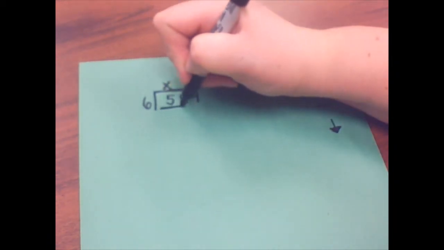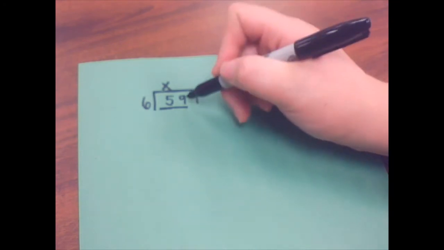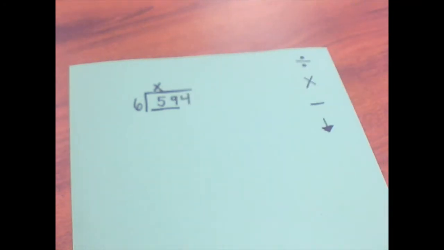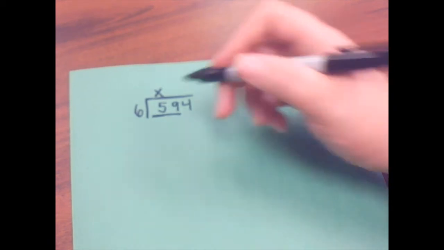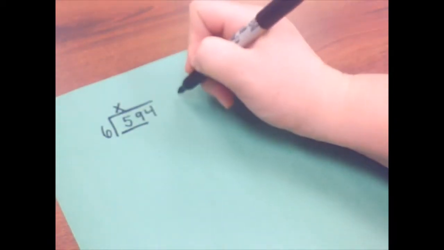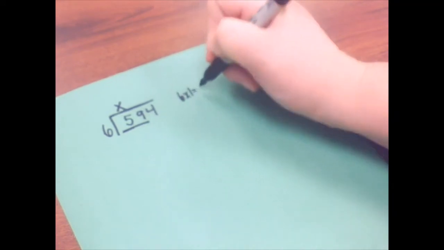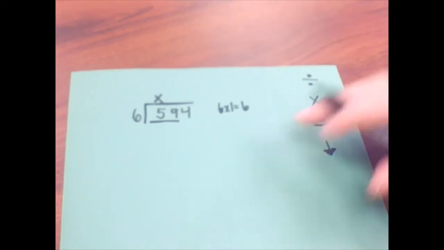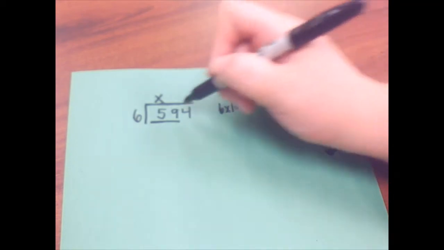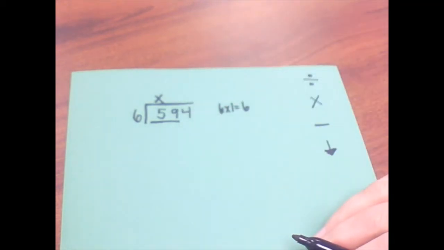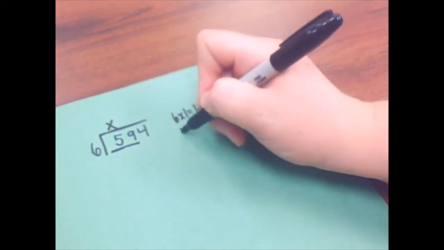But can 6 go into 59? So now I'm thinking about how many times 6 goes into 59. And if I know my facts, I know that 6 times something is going to get me close to 59. Every time that you solve a division problem, you have to write your facts. So you're going to start with 6 times 1 off to the side. I know that 6 times 1 is 6. I need to get this to equal 59 or close to it. So I need to keep going.